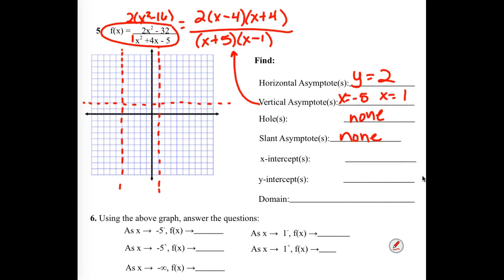X and y intercepts. X-intercepts are what makes the top 0. Look at your factored version. What makes the numerator 0? All right, so we have 2.